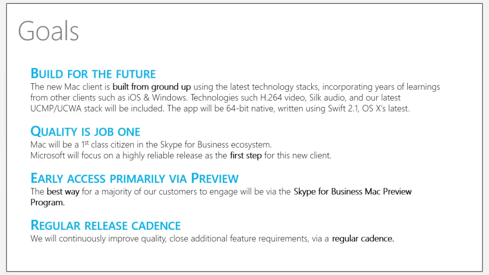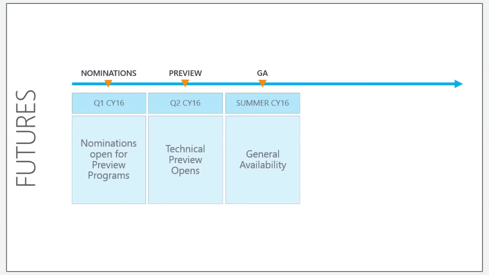Okay, so let's talk a little bit about the futures. Coming next year will be Q1. In Q1, we'll be looking at nominations opening for preview programs, and that will be the way you'll be able to get into these programs. I'm not sure we have a lot to share yet on the precise process, but that'll be coming out in that first quarter. I know our customer engagement team is working on those plans right now.